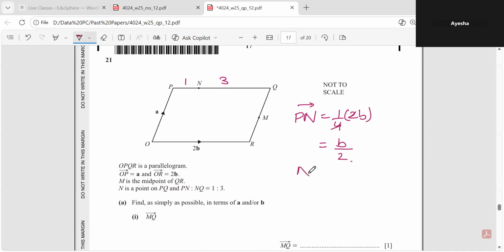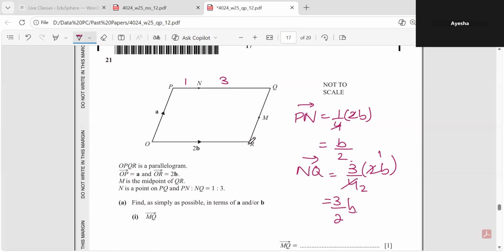And if I talk about NQ, NQ is equals to 3/4 of 2B, so that's equal to 2 ones are 2, 2 twos are 4, so it's 3/2B. So it's 1/2B and 3/2B. Okay, now what we have to do, we have to find out the value of MQ.